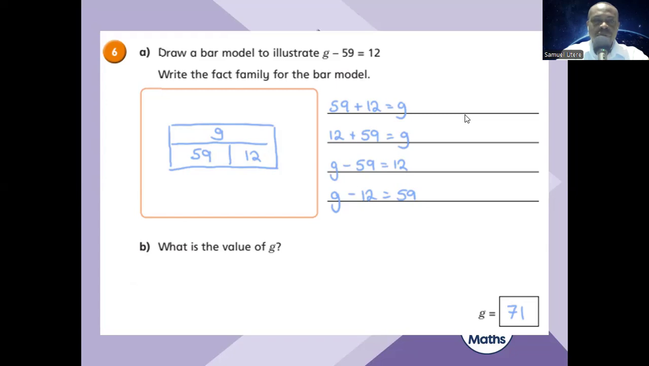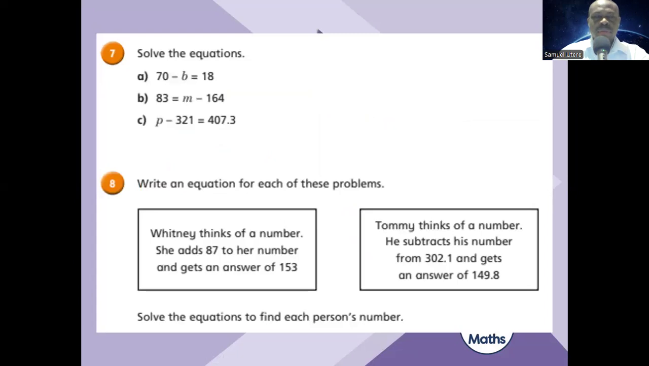And then you should know how to write fact families by now. And then you know the fact family that should give us g is this one. Okay, you should know, this one, the fact family that should give us g, that one. Okay, pause the video and do question 8 and 9 in 4 minutes.